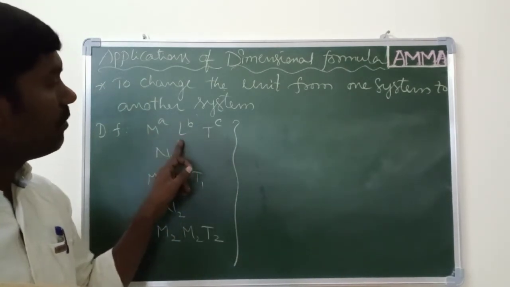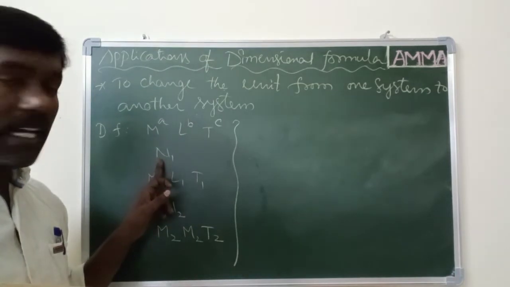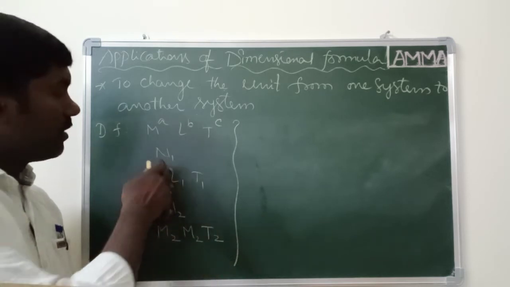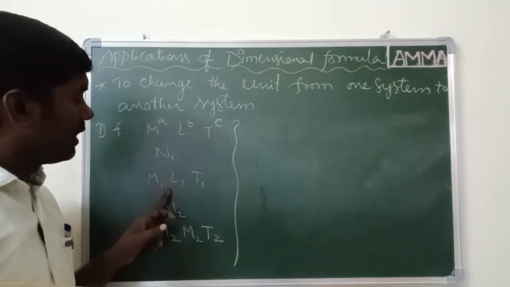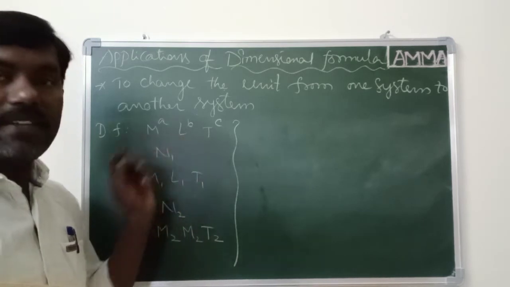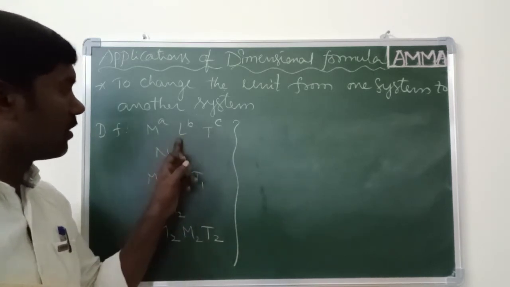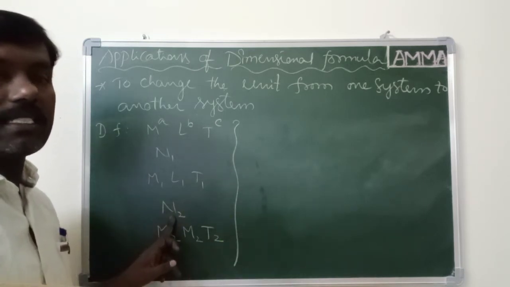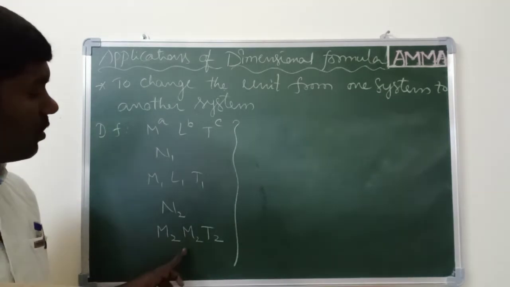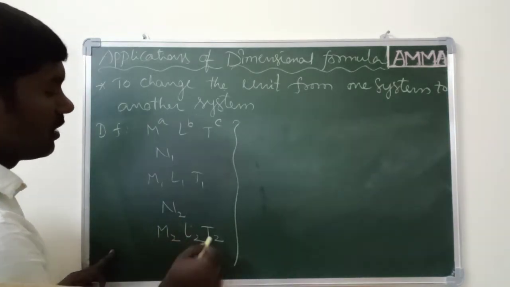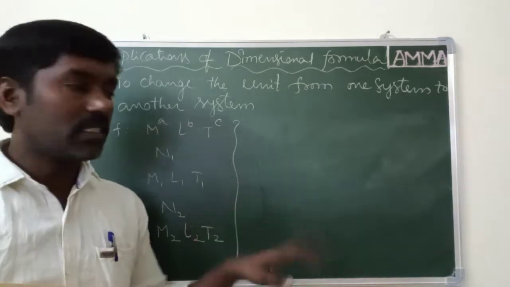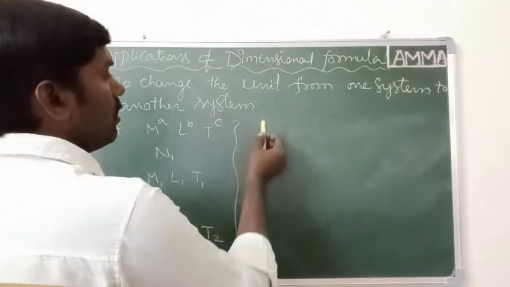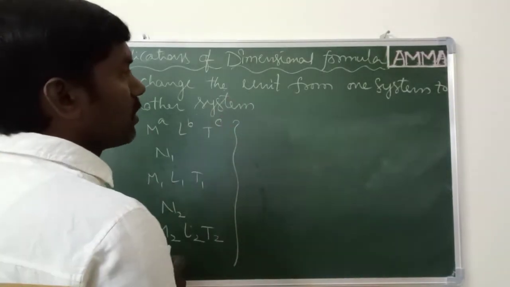Then M^a L^b T^c is the dimensional formula, and N1 is the numerical value before we change the system. M1, L1, T1 are the units of the given fundamental physical quantities, and N2 is the numerical value after we change the system. M2, L2, T2 are the units of the physical quantities after we convert the system.